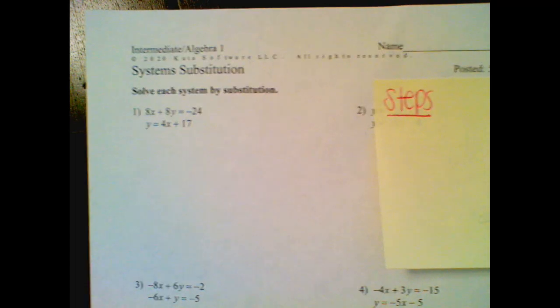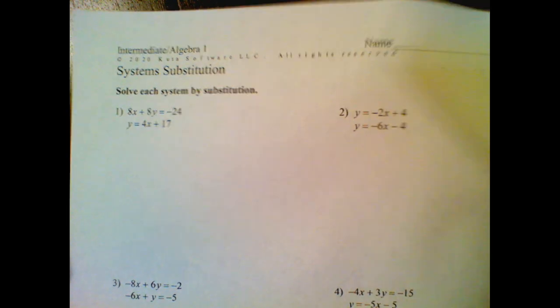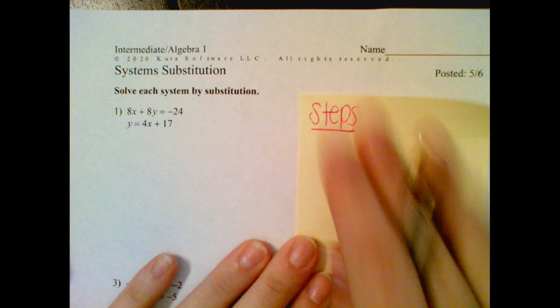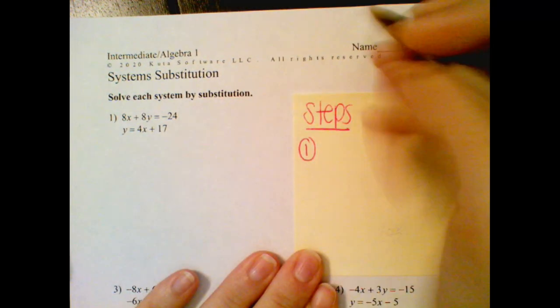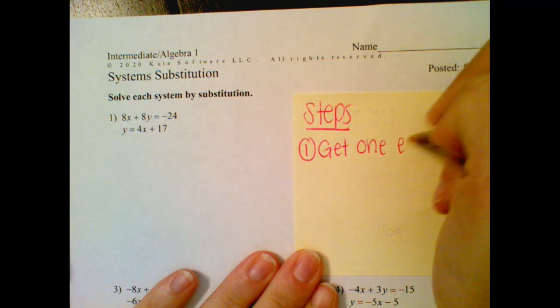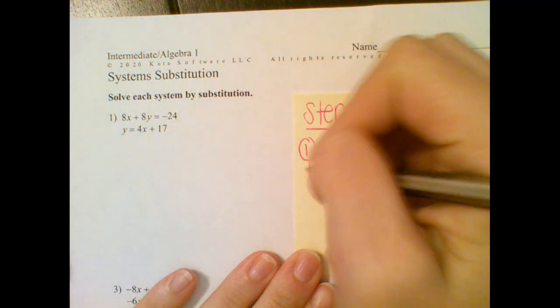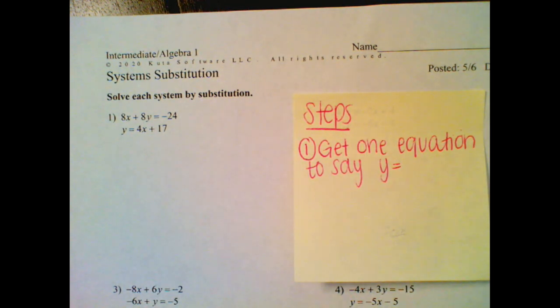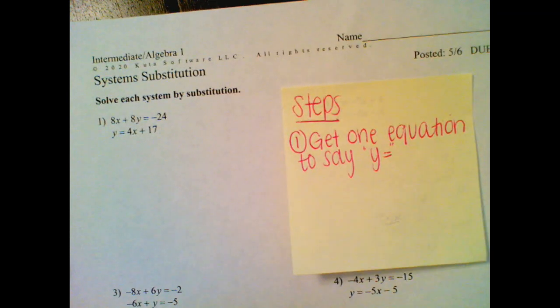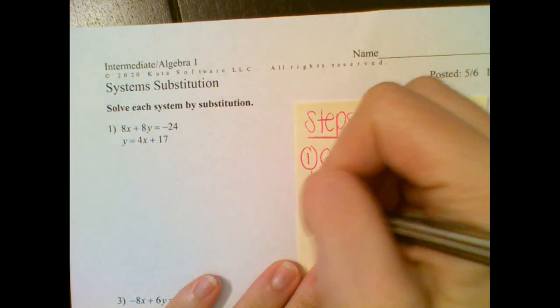Okay, here's solving systems by substitution. I think I'm going to do 4 examples for you guys today, so I'll do 2 and 2. So steps for this, the first thing you want to do is you want to get one equation to say y equals. So if I look at my first one, the second one says y equals. That means I'm good with step 1.